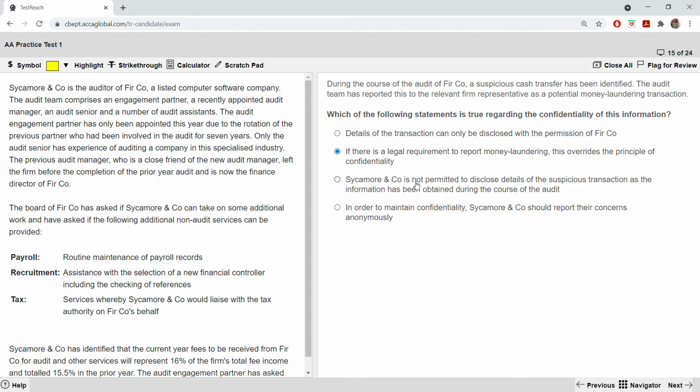The audit firm is not permitted to disclose details of the suspicious transaction as the information has been obtained during the course of the audit. No, this is related to money laundering, so you cannot follow the rule of confidentiality. The legal requirement of money laundering will override that rule of confidentiality. So the third one is also not the option. In order to maintain confidentiality, the audit firm should report their concerns anonymously. No. You should know this.